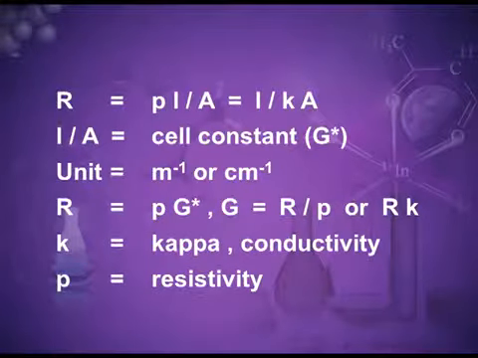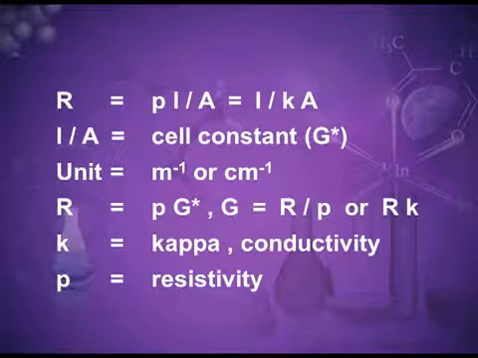As I have explained that conductance is the reciprocal of resistance, similarly the reciprocal of resistivity is conductivity, also known as specific conductance. Again here, as per the IUPAC convention, the term conductivity is preferred over specific conductance. Its symbol is kappa. The alphabet is similar to the alphabet K. So we can say that conductivity is the reciprocal of resistivity.